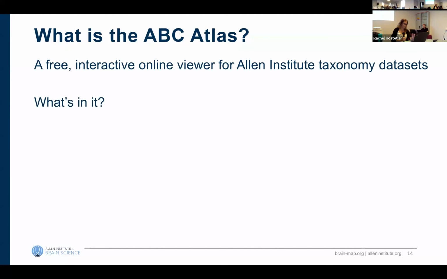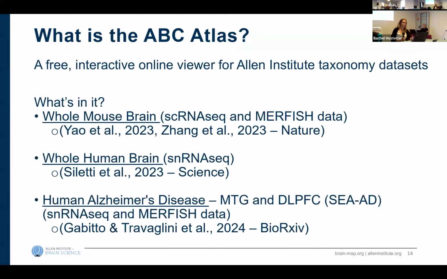And what's in it? As of today, there are 3 different data sets in there. When I first started working at the Institute a year ago, only one of these data sets was in the Atlas. And then so many projects have been completed in the past 12 months that we've actually added 2 more data sets to this Atlas in the last 12 months. We've added the whole human brain transcriptomic atlas from Siletti et al. And we've also added our human Alzheimer's disease atlas. And then as more projects are completed at the Institute, we will also add those to the atlas as well. But right now, as of today, these are the 3 different taxonomy data sets that we have.